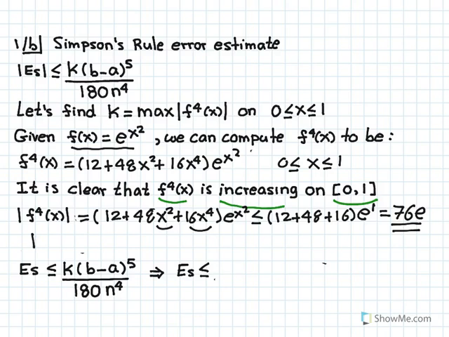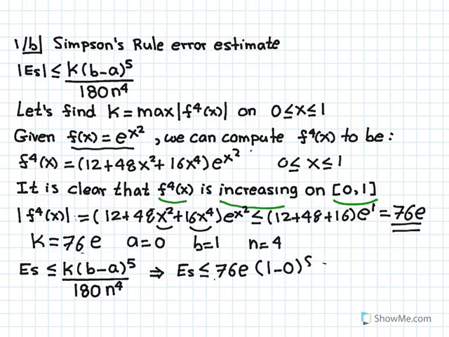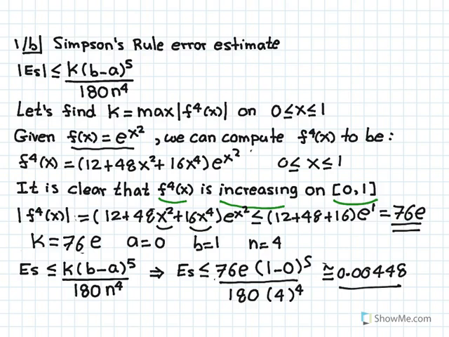So now if we plug in k is equal to 76e, a is 0, the lower limit of integration, b is equal to 1, and n equals 4, 4 partitions, 4 intervals, the error of Simpson's rule is going to be less than or equal to 76e, that's the value of k, times b minus a to the 5, that's 1 minus 0 to the 5, divided by 180 times n to the fourth. n is 4. And if we plug this into a calculator, we will get 0.00448. This is an upper bound on the error of approximation.